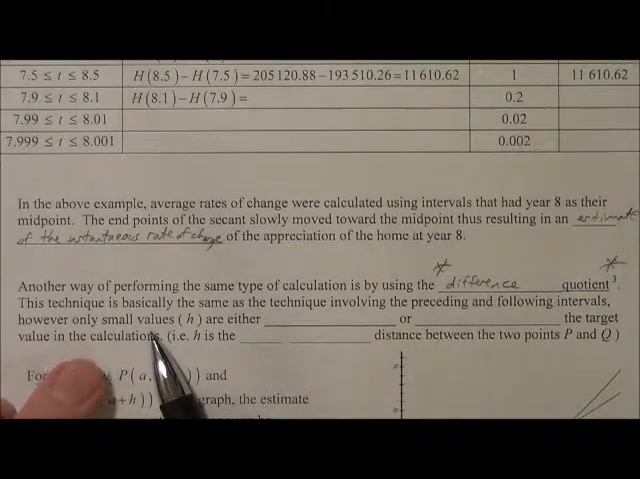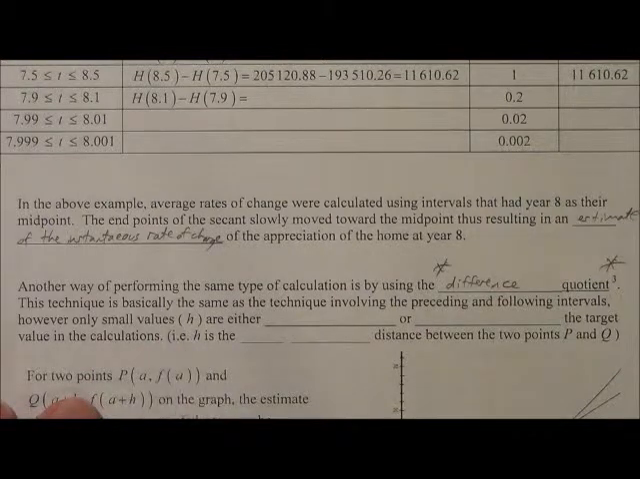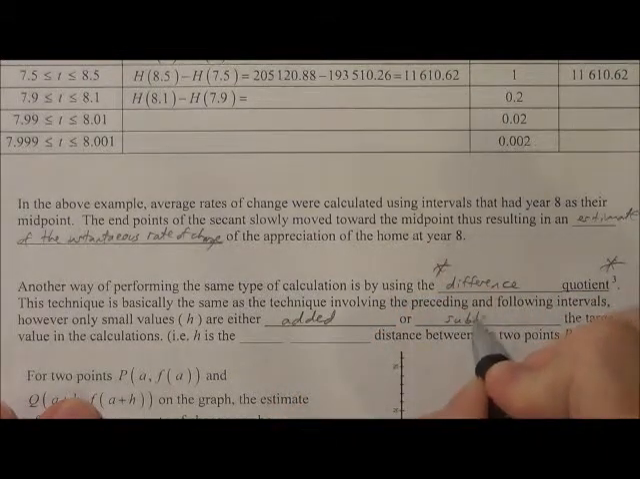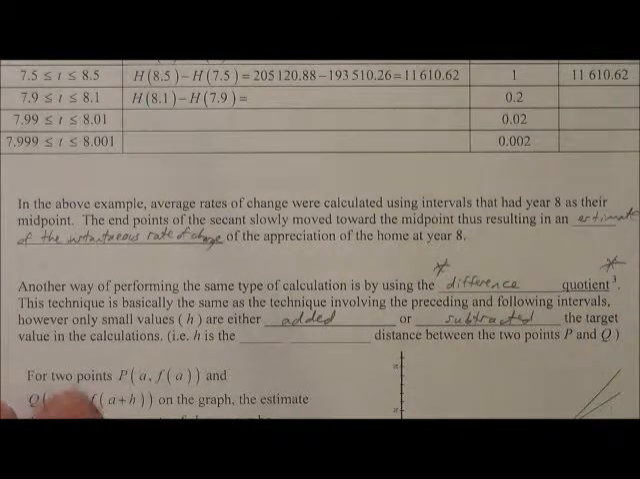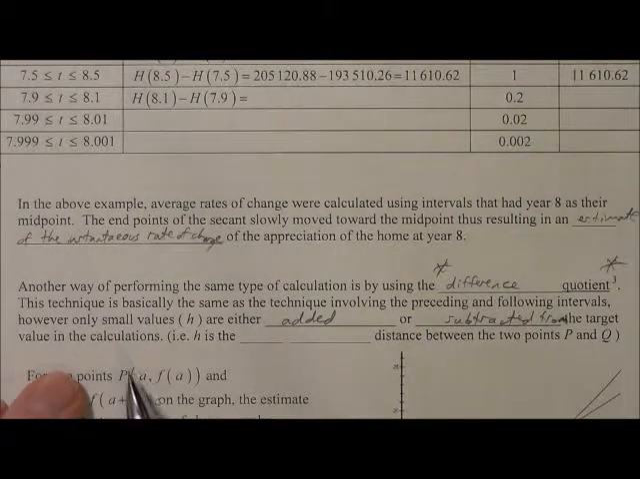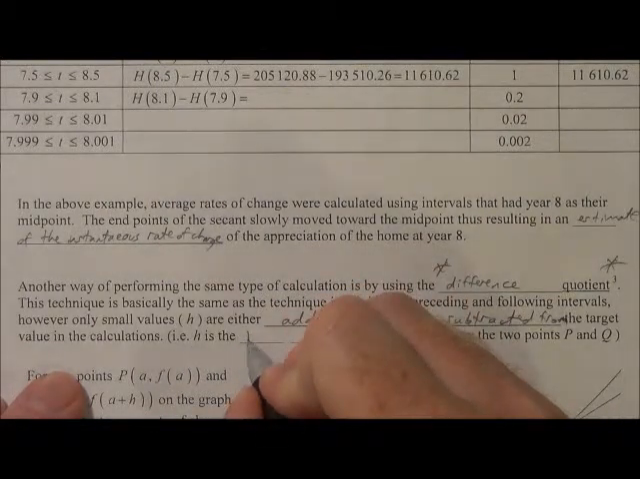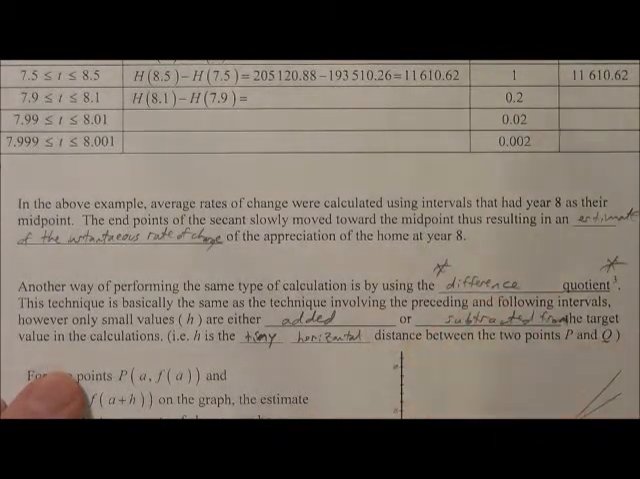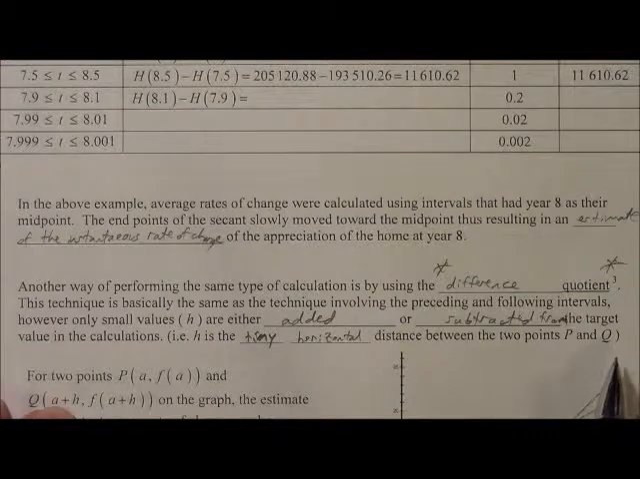However, the only thing we're going to be doing is using small values of h that are either added or subtracted from the target value in the calculations. So that means that h is the tiny horizontal distance between 2 points P and Q.